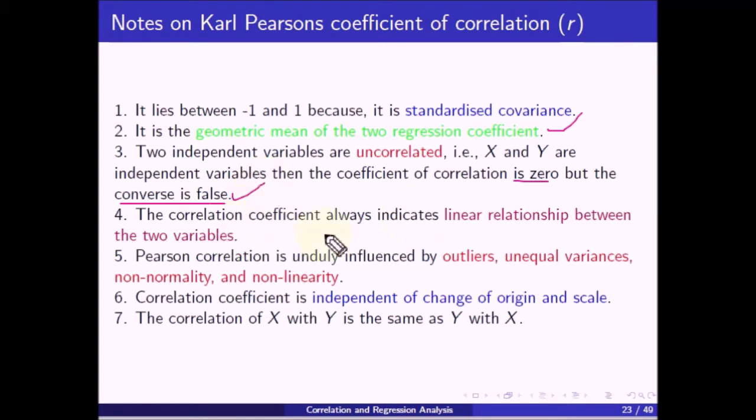The correlation coefficient always indicates a linear relationship between the two variables. So, very important: Pearson correlation is unduly influenced by outliers, unequal variances, non-normality and non-linearity. The correlation coefficient is independent of the change of origin and scale. So if you change origin or scale, you get the same answer. The correlation of x and y is the same as y with x.